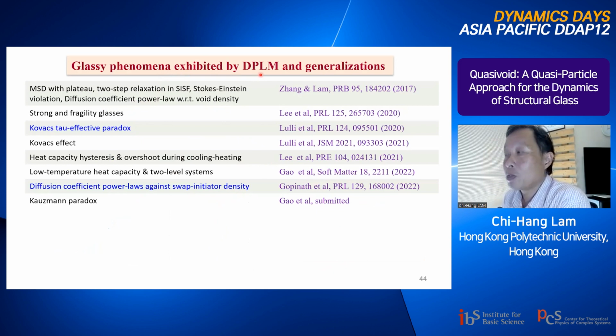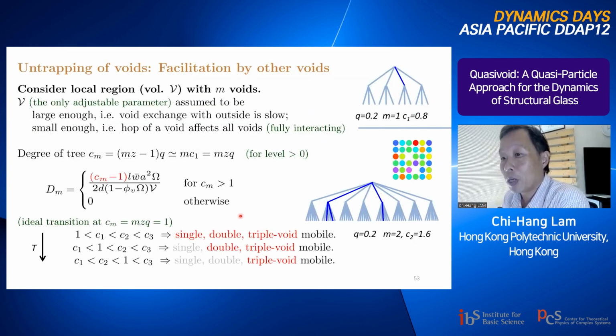Now, so we have introduced the lattice model. Actually, we have done a series of simulations to show that it exhibits a wide range of glassy phenomena. And we have talked about two of them, which are more non-trivial. And actually, neither of them has been reproduced by any other particle model. But DPLM reproduces quite a long list of phenomena.